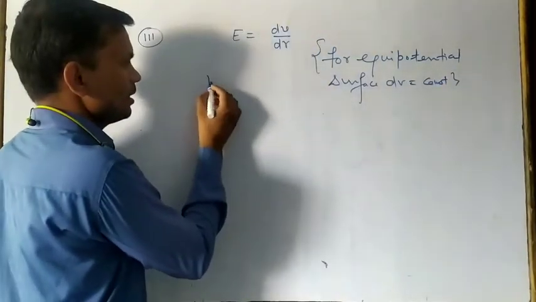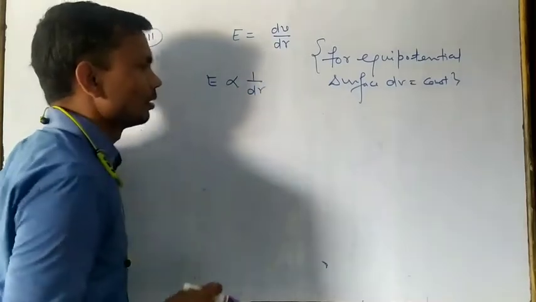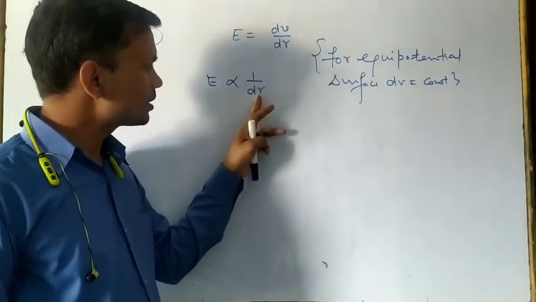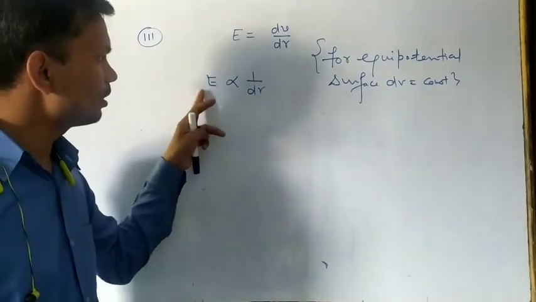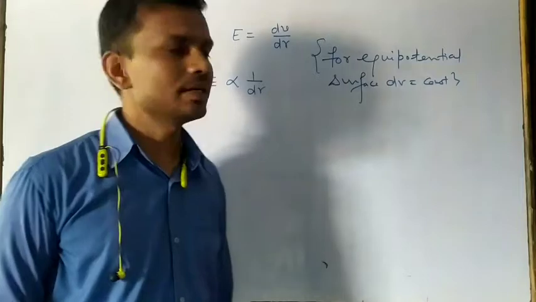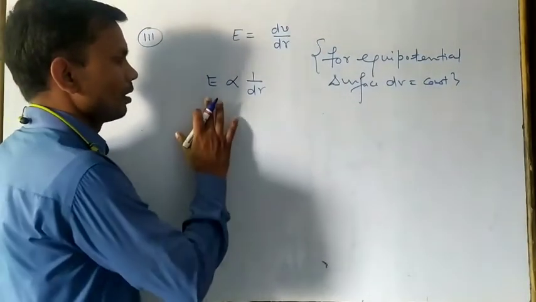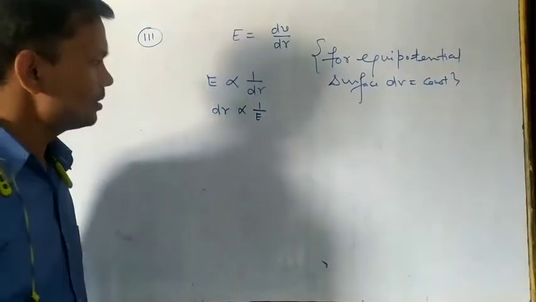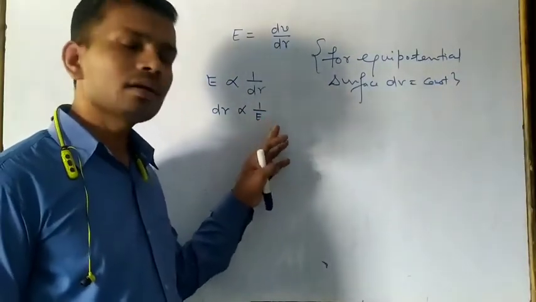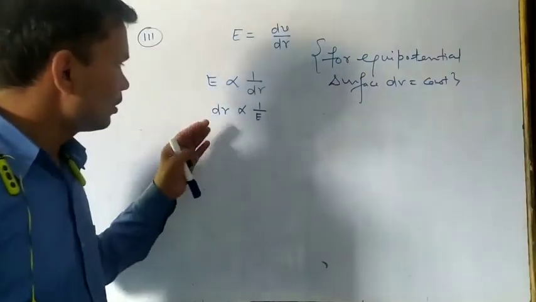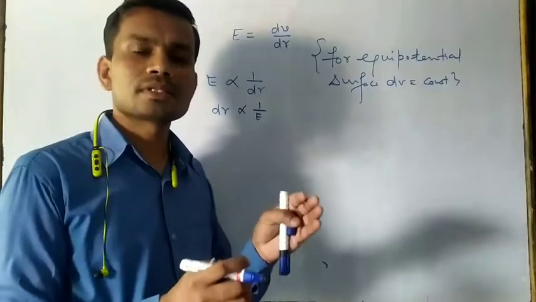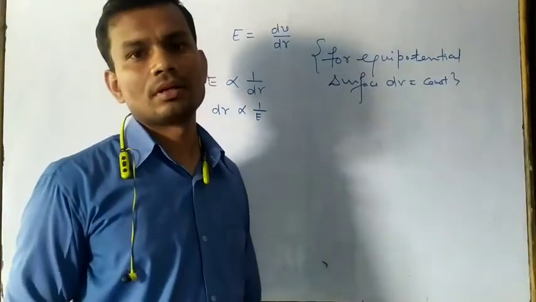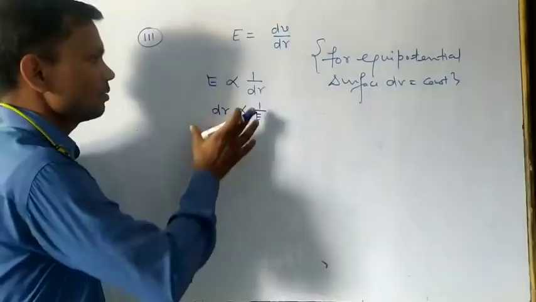If dV is constant, it means that E is inversely proportional to dr. Means if we increase this distance, then with respect to that, the value of the electric field decreases. So dr is inversely proportional to E. Means in a stronger region of the electric field, the equipotential surfaces are closer to each other, but when the field decreases, the distance between equipotential surfaces increases.